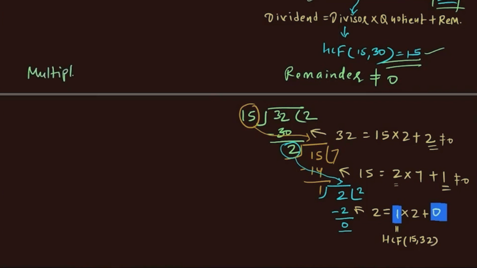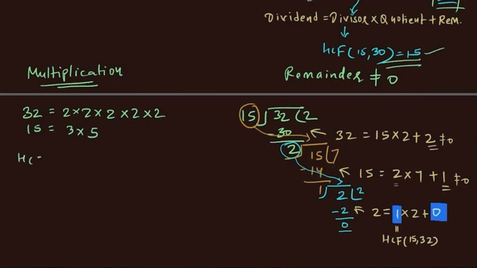If you want, you can cross check the same thing by the multiplication method. We have two numbers, 32 and 15. We can factorize 32 as 2 into 2 into 2 into 2 into 2 and 15 as 3 into 5. To get the highest common factor, we have to take the product of the common factors. Here we have no common number between 32 and 15. But just remember, 1 is a common factor of every number. So we can put it as 1 into 1. So here 1 is the common factor of 32 and 15. So we have got the same answer.